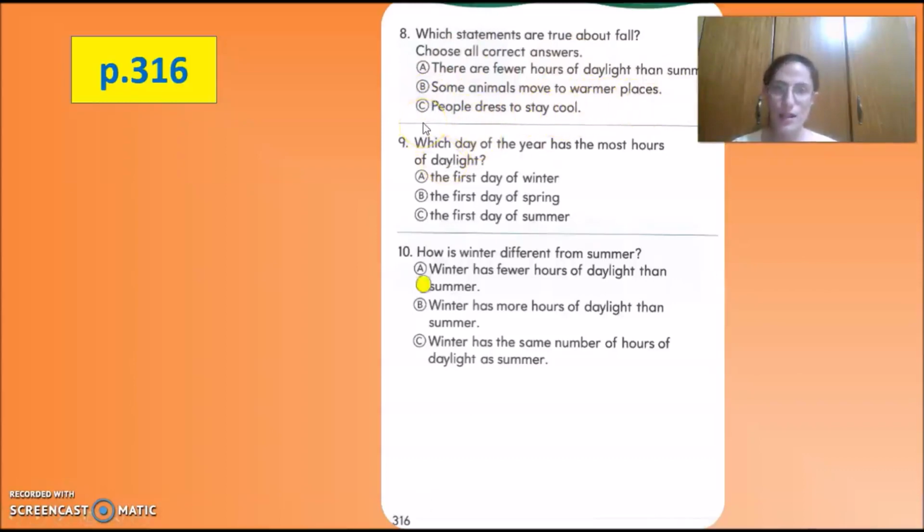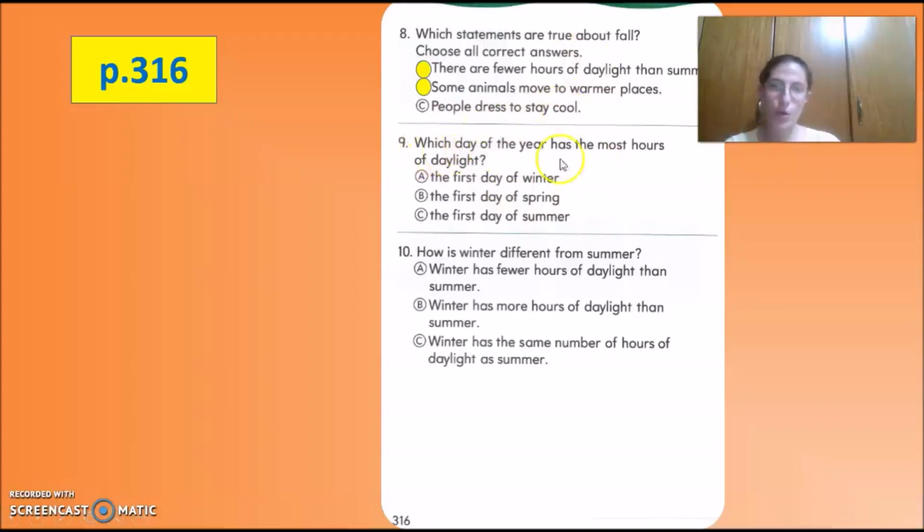What do you guys think? Excellent. It is A. There are fewer hours of daylight than the summer during the fall season. Excellent. And some animals move to warmer places in order to survive, otherwise they will die. Will the people dress to stay cool during the fall season? No, it's a bit cold during the fall season. Okay? So they will dress to stay warm.